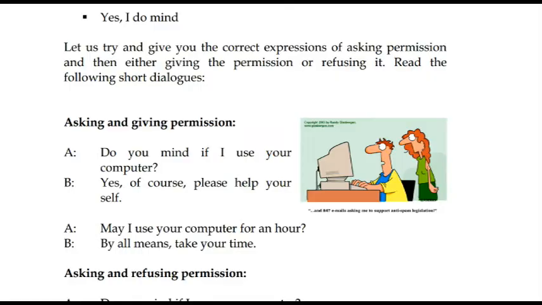May I use your computer for an hour? By all means, take your time. It means that yes, you can use it for however long you wish to use it.